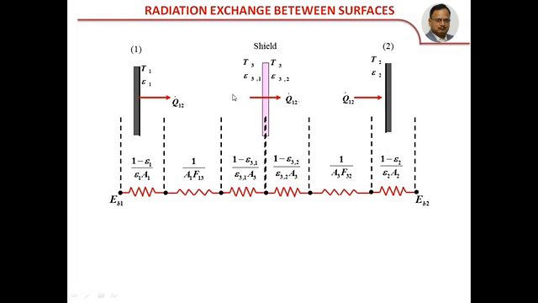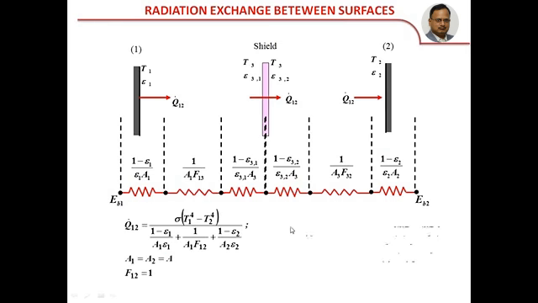Now between 1 and 3, you have first the surface resistance, then the shape resistance, and then the left side surface resistance. And here, the right side surface resistance, the shape resistance, and again the left side surface resistance. So the total resistance increases. Two more surface resistances and one shape resistance are added to it. So altogether the total rate of heat transfer reduces.